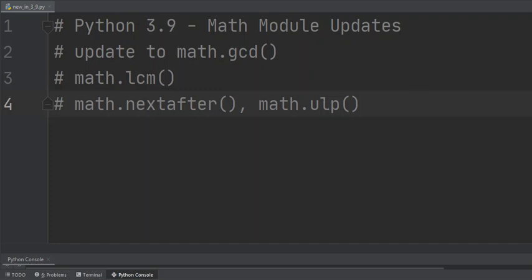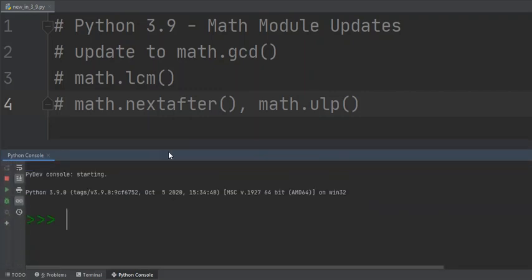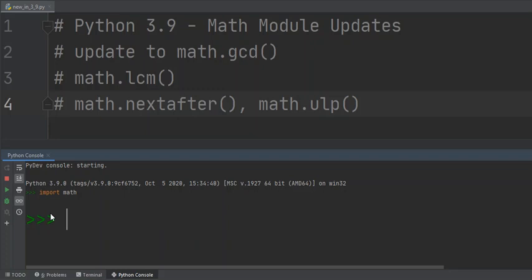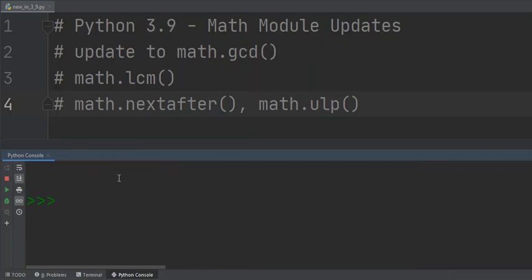So let's run through quickly what each of these 4 updates means for the math module. First, what is new with the greatest common divisor function? Well, prior to 3.9, you could do the greatest common divisor of up to 2 integers. So you could put in 2 integers, let's import math, and it will find the greatest common divisor between those 2, that is to say the largest number that cleanly divides both of them.